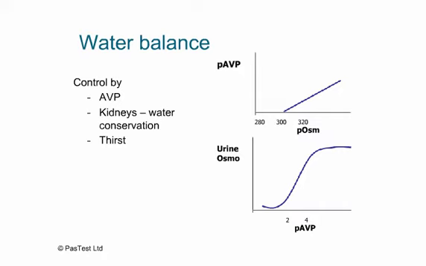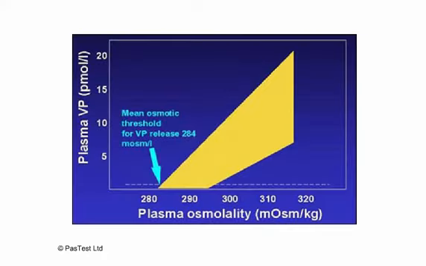This is a slide of plasma osmolality on the x-axis and plasma AVP on the y-axis. The yellow area is normal. Those children with values outside the yellow area are abnormal, either nephrogenic or cranial diabetes insipidus. In both conditions, either nephrogenic or central diabetes insipidus, there is polyuria and polydipsia.